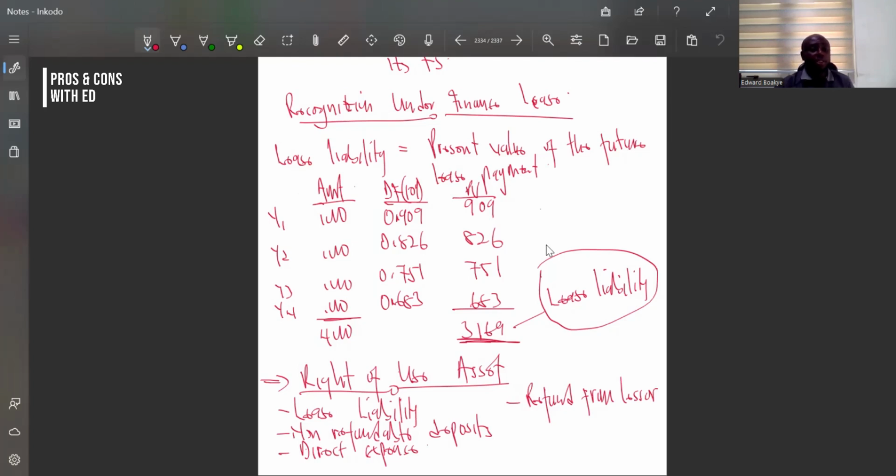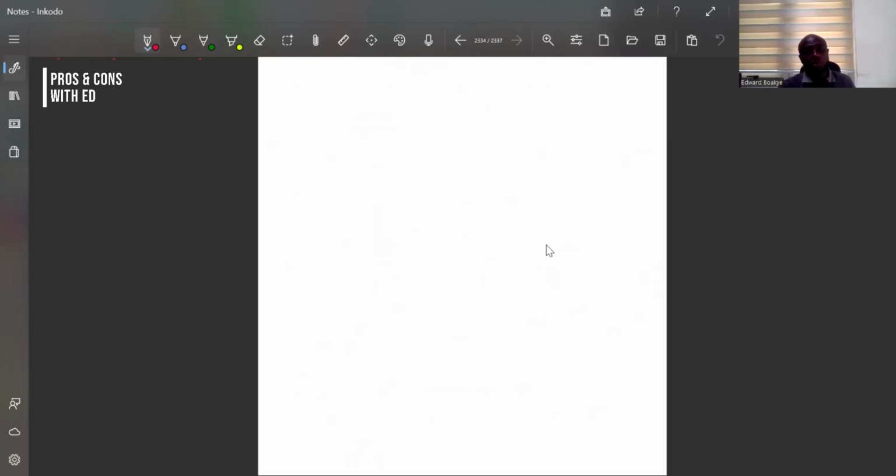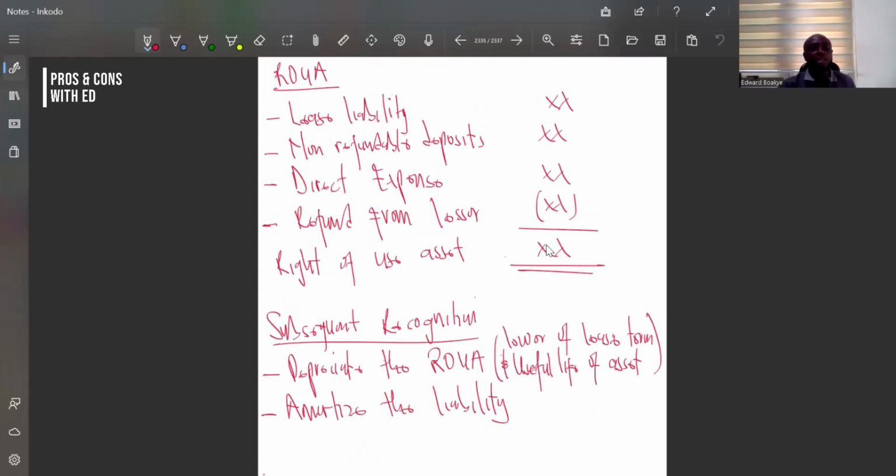You may also incur some direct expenses because maybe you need to bring the asset from the lessor's place to your place. You may incur direct expenses like installation costs, some taxes, regulatory costs, legal costs, and those kinds of things. Then we say it is part of the cost of the asset. What if the lessor decides to pay something to you, a refund from the lessor? Then you deduct it from the total amount. So you can see how we have the cost of the right of use asset.